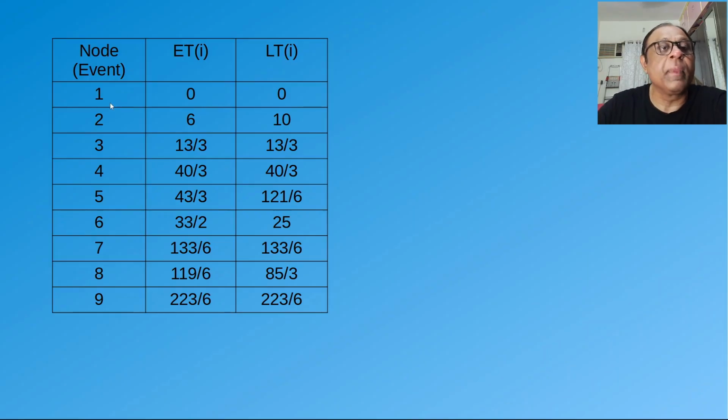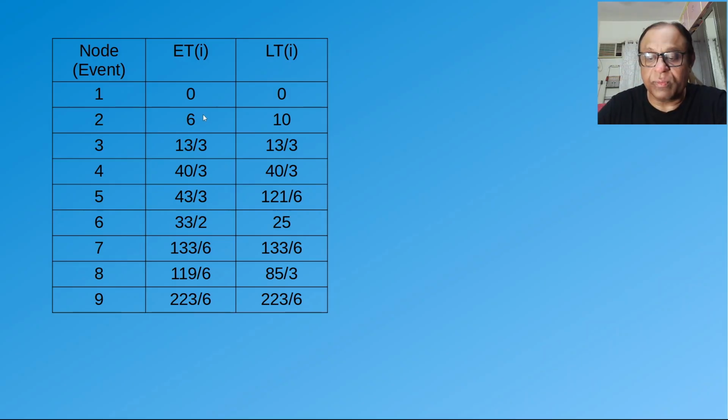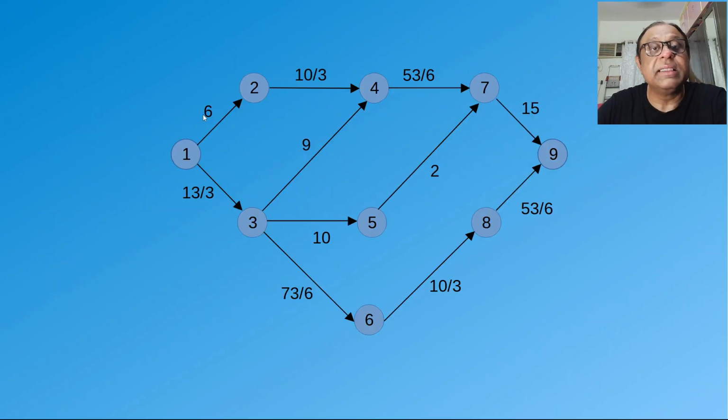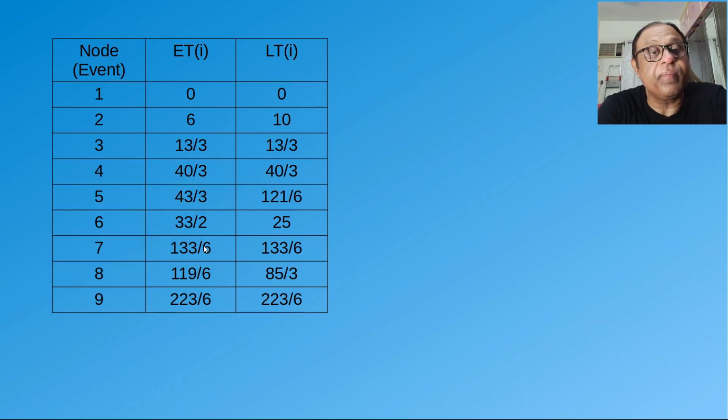Now, what is the early event time for each node? Let's look into it. The earliest we can come to node number 1 is 0, because that's the starting node, of course. The earliest we can arrive at node 2 is 6 weeks, because from node 1 we go to node 2 and it takes 6 weeks to reach there. So it takes 6 weeks. Now the earliest we can arrive at node 3 is 13 by 3 weeks. So I have noted down that here it's 13 by 3 weeks.